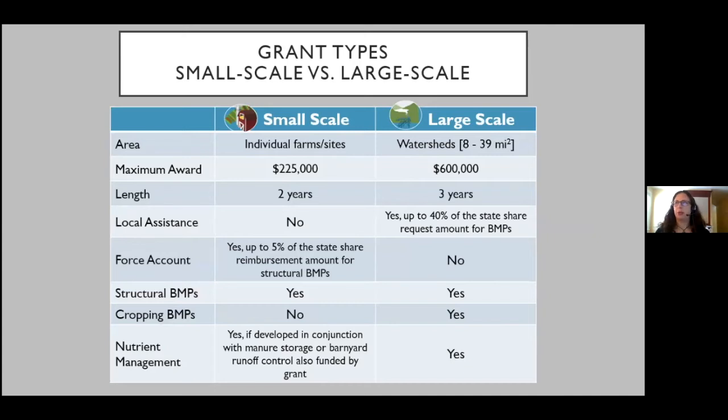Another difference between the two grant categories is the type of BMPs the program can reimburse. Small-scale TRM grants can only reimburse construction of structural BMPs, whereas large scale can also reimburse implementation of cropping practices. Another difference is that small-scale TRM grants can only fund nutrient management plan development if the plan is developed in conjunction with manure storage or barnyard runoff control. That is also funded as part of the same TRM grant. Large-scale TRM grants can fund a nutrient management plan as a standalone practice.